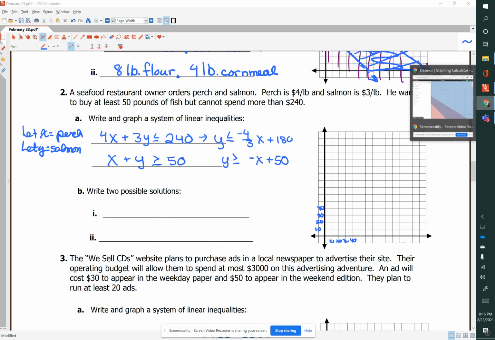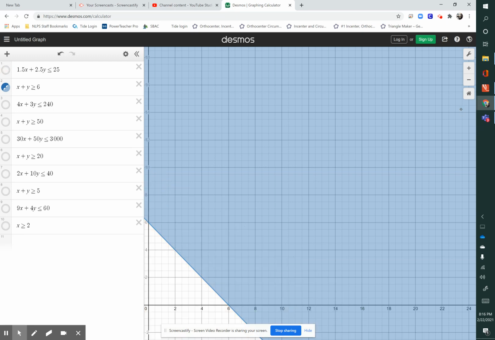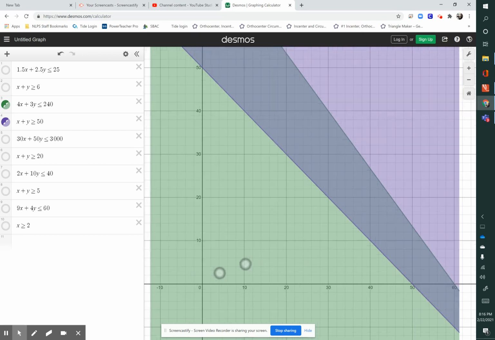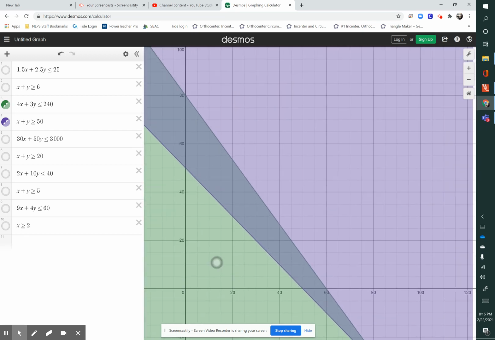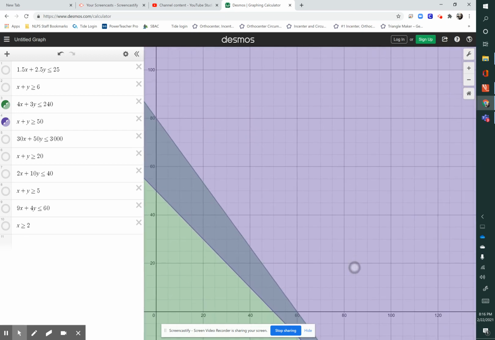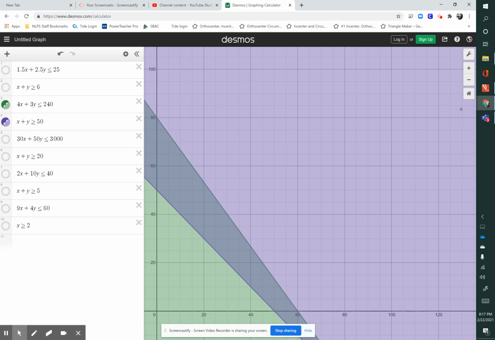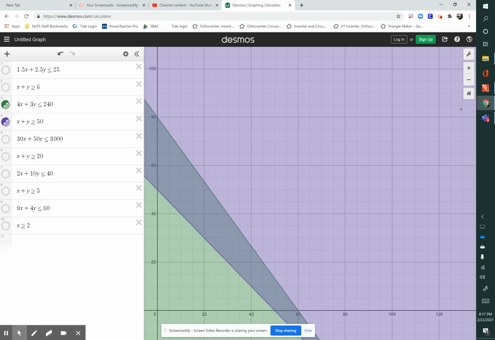Let's go to Desmos, and we'll turn off the first 2. And I've got the second 2 inequalities right here. So remember, we're only looking at the first quadrant. And you can see by the intervals on Desmos, each square looks like 5, 10, 15, 20, 25, 30, 35, 40, 45, 50, 55, 60. And then the same thing with the y-axis. But you can see the overlapping region.